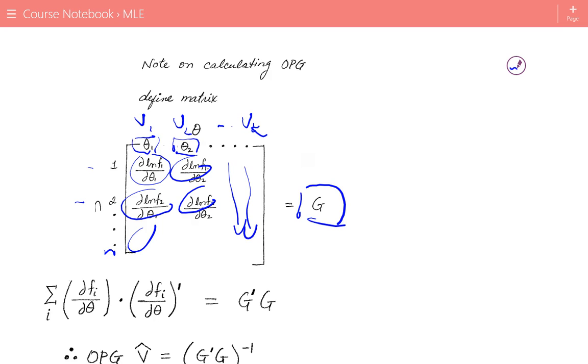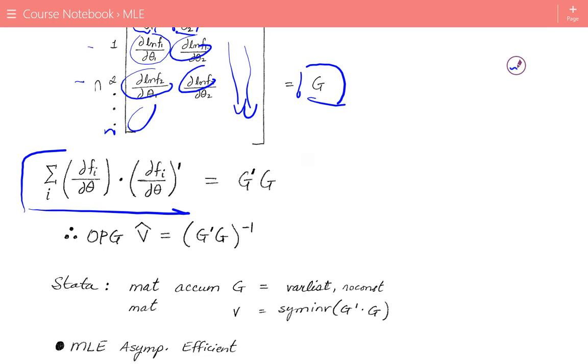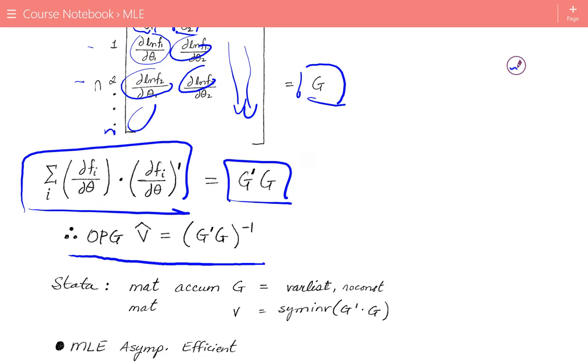Think of it as new variables in your data set, and indeed that's what you could do: you would create new variables in the data set that contained each of these. Well, this sum of the outer products is just G transpose G. So the OPG variance estimator is (G transpose G) inverse.